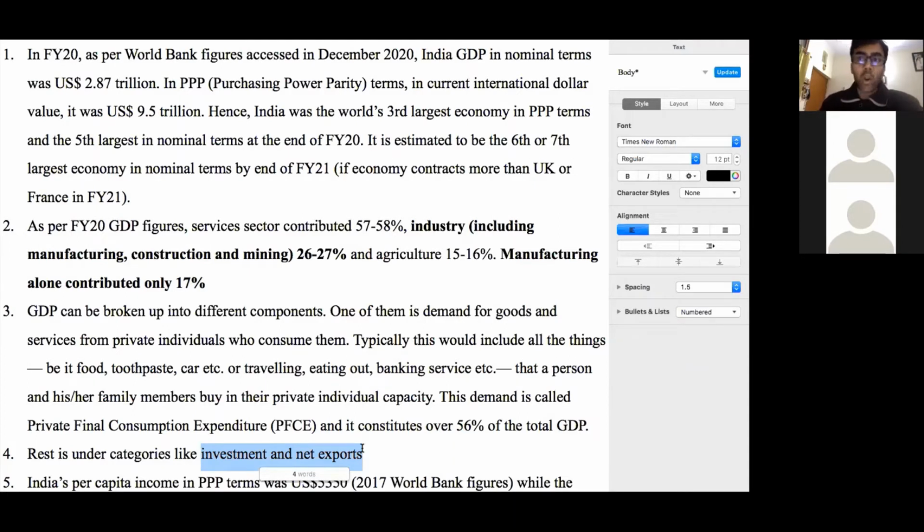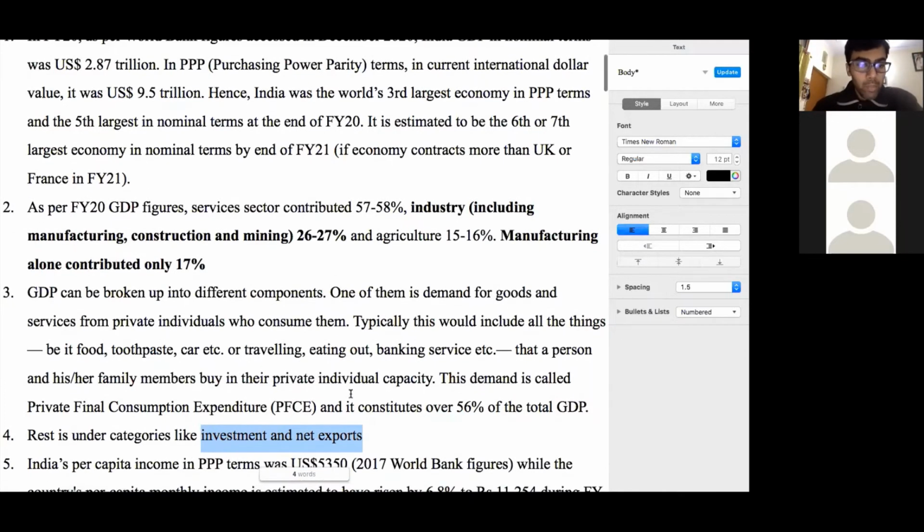Those countries are called consumption-led economies. China is a majorly investment-led economy, and India is gradually moving towards an investment-led economy, but right now it is considered a mix of exports as well as investment-led economy. So we move on to the next.